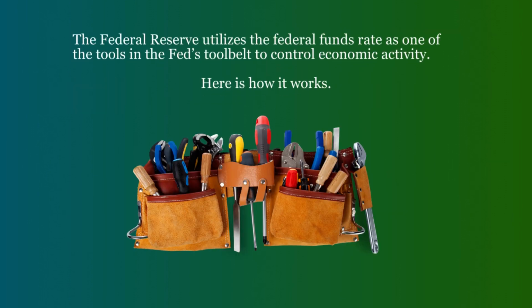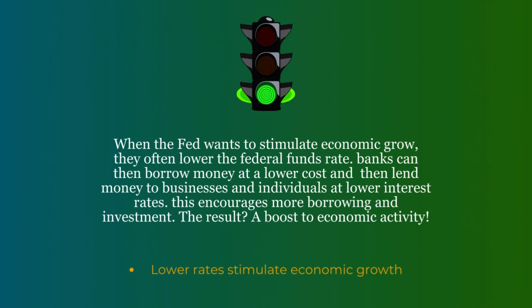The Federal Reserve utilizes the federal funds rate as one of the tools in the Fed's tool belt to control economic activity. Here is how it works. When the Fed wants to stimulate economic growth, they often lower the federal funds rate. Banks can then borrow money at a lower cost and then lend money to businesses and individuals at lower interest rates. This encourages more borrowing and investment. The result, a boost to economic activity. Remember, lower rates stimulate economic growth.